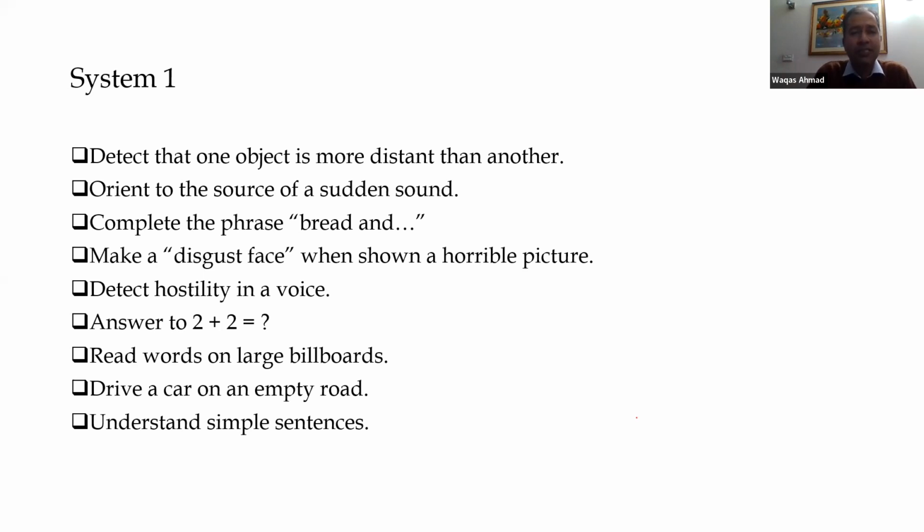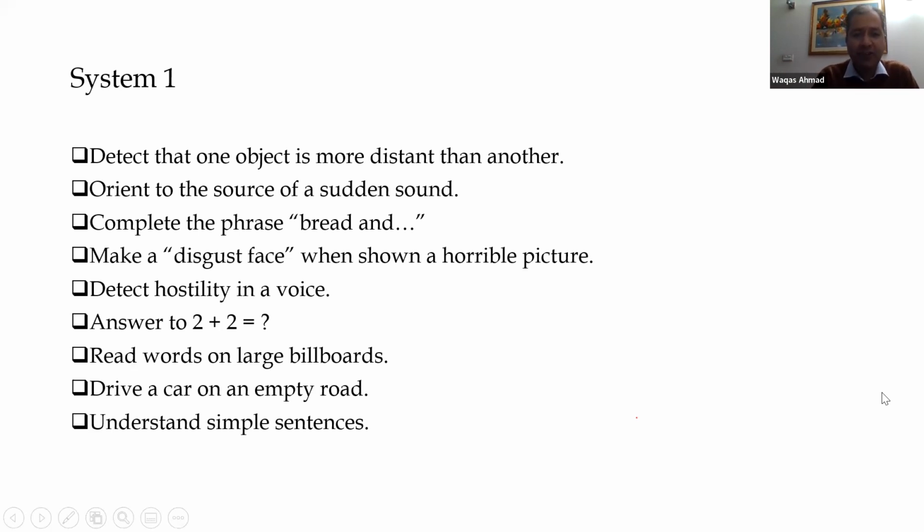Detect hostility in voice. This is remarkable. Even the most advanced artificial intelligence machines could not detect that. But when people talk with each other, people can detect these subtle cues, whether somebody is hostile or kind, it's really good. We are very good at that, and we learned this over literally hundreds and thousands of years of practice. Read words on a large billboard, drive a car on an empty road, understand simple sentences. If there is a simple sentence, you don't need to put a lot of cognitive load there.